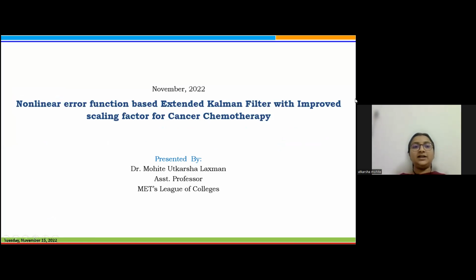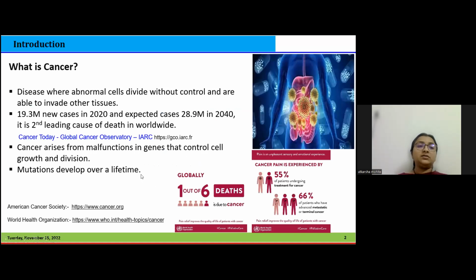My topic is non-linear error function based extended Kalman filter with scaling factors for cancer chemotherapy terms. Here, cancer is nothing but abnormal cells which divide without control and are able to invade our tissue. And right now, we are finding so many cases.